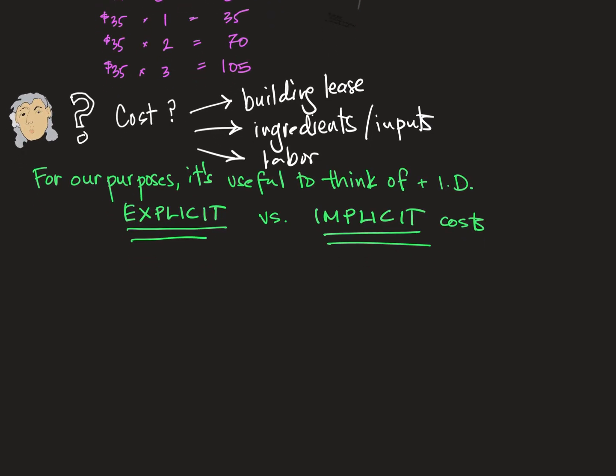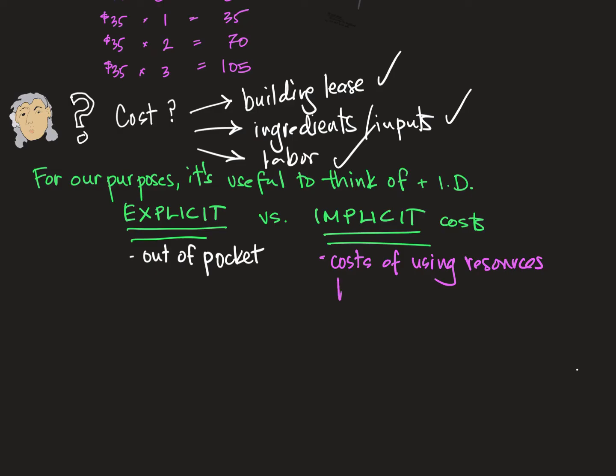Explicit costs are probably the costs you're thinking of. The ones we've listed so far are all explicit costs. They are your out-of-pocket expenses. So you write a check or make a payment for your building lease and your workers, etc. But there are some costs that you don't actually pay upfront for. These are your implied or implicit costs. And in general, it's the cost of using your resources here rather than somewhere else. And that sounds very abstract, so let's give some examples.